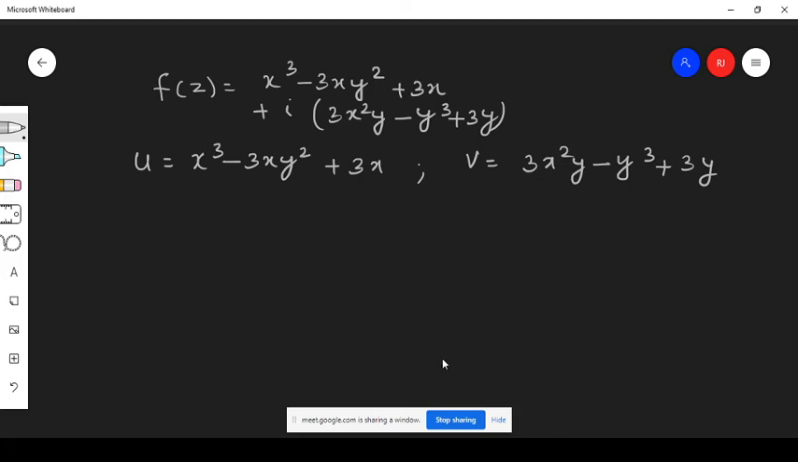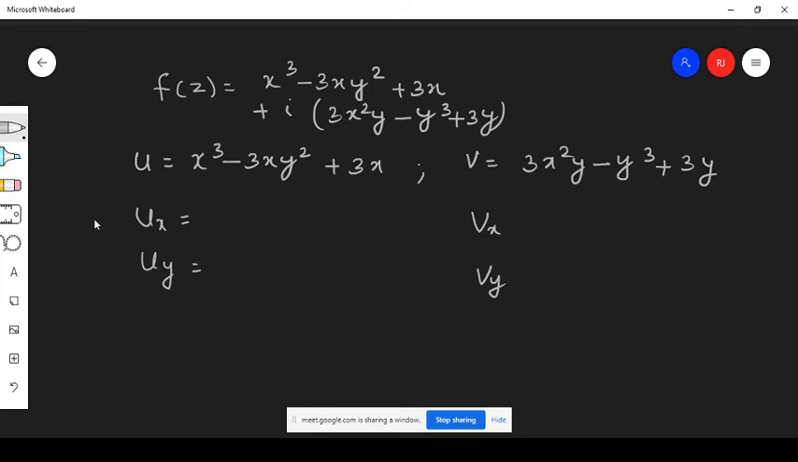Now we'll find ux, the first partial derivative of u, then uy, then vx and vy, and then we will see whether it satisfies the Cauchy-Riemann equations and whether that is continuous. So u is given. Now the partial derivative of u with respect to x. When you differentiate with respect to x, y will be a constant here, because we are doing partial differentiation.